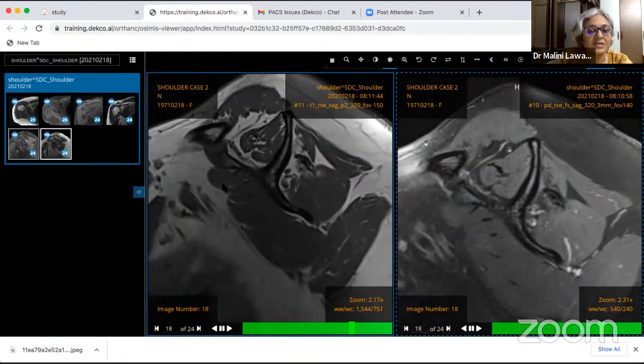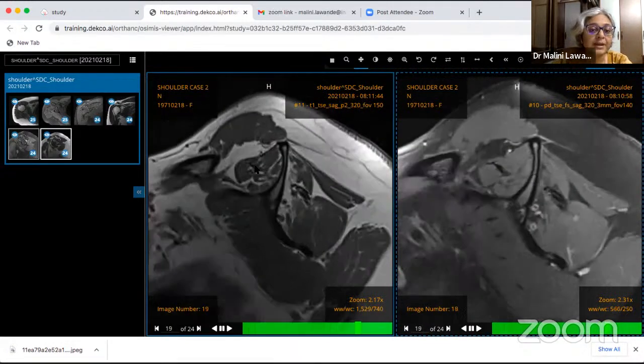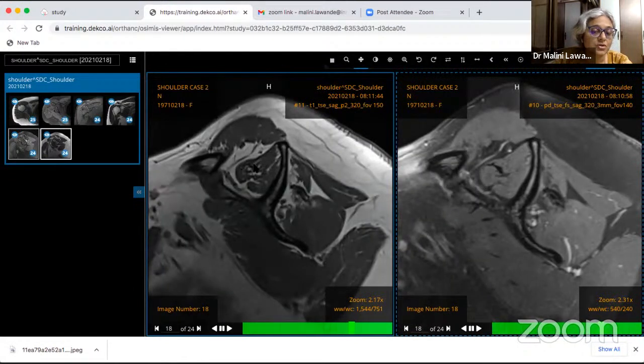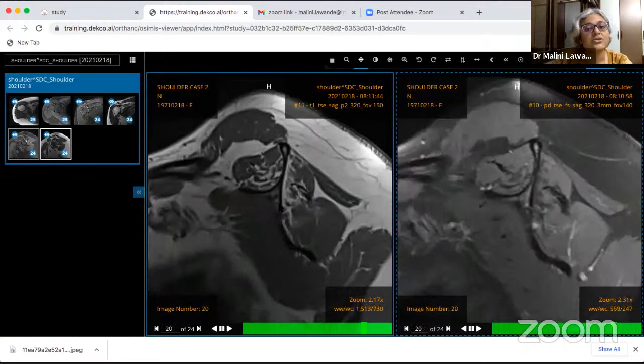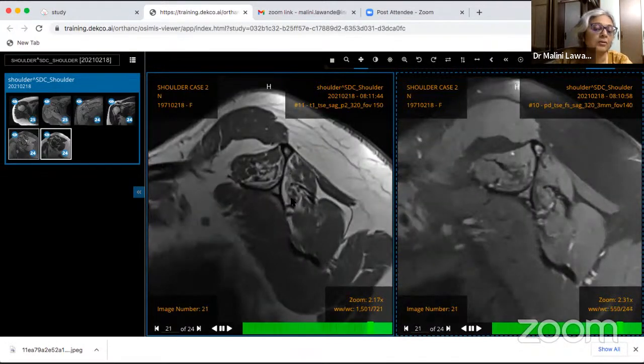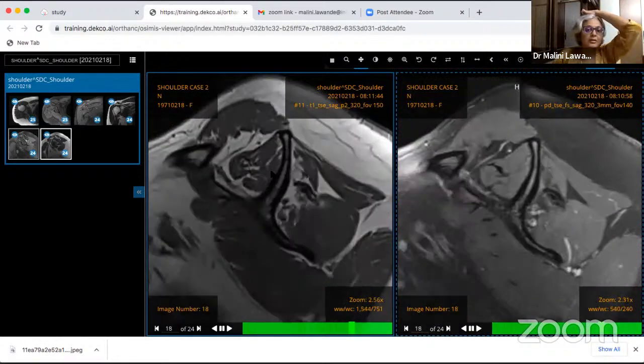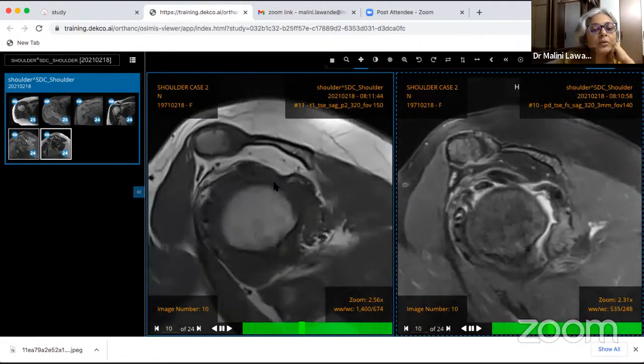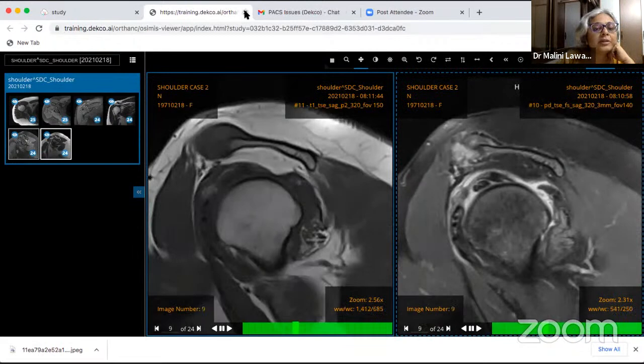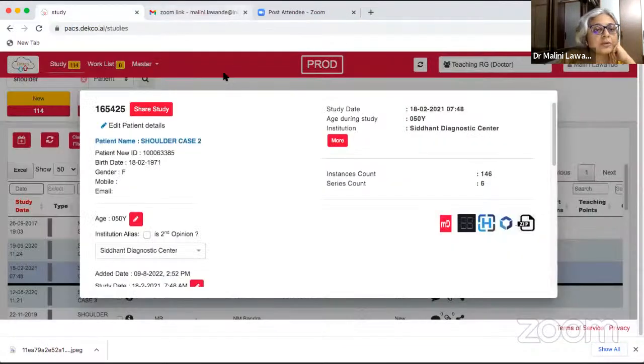You can see here how the subscap is normal, infraspinatus is normal. You can see that supraspinatus muscle shows mild to moderate atrophy and the infraspinatus muscle shows moderate to greater atrophy with fatty infiltration. This is normal muscle and this is muscle atrophy with fatty infiltration. Okay, so this is all that we need to look for a tendon pathology. Let's look at the next one.